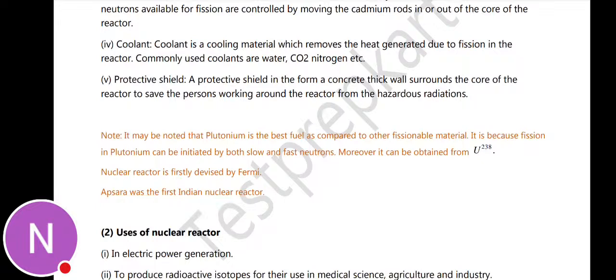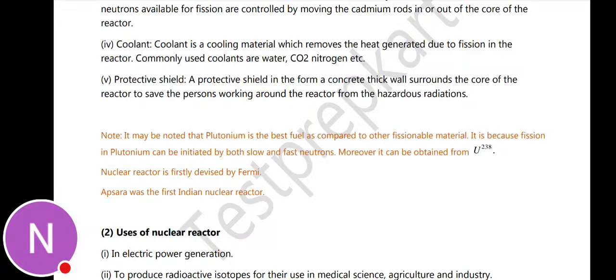Next is the coolant. The coolant is a cooling material which removes the heat generated due to fission in the reactor.